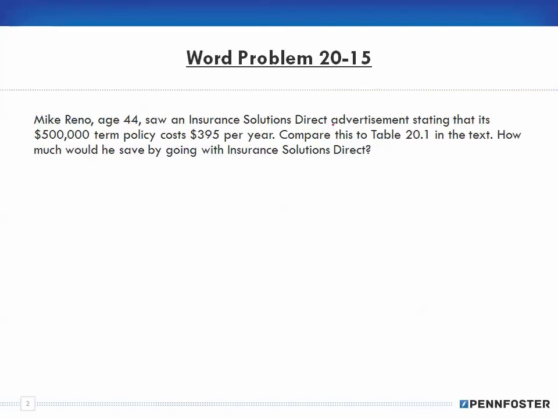All right, so problem 20-15. It says Mike Reno, age 44, saw an Insurance Solutions Direct advertisement stating that its $500,000 term policy costs $395 per year. Compare this to table 20-1 in the text. How much would you save by going with Insurance Solutions Direct? Okay, so let's see here. $500,000. First of all, I need to look at the table.